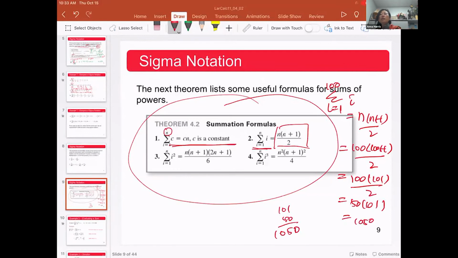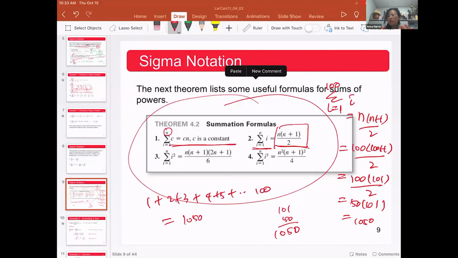Right? That's what I have. So I don't have to add individual ones to figure out what that would be. I can just use this formula to figure out what the summation is. When I add all the numbers, I know what that equals to. Like 1 plus 2 plus 3 plus 4 plus 5 plus, all the way to 100. I know what that equals to. That's equal to 1050 according to this.